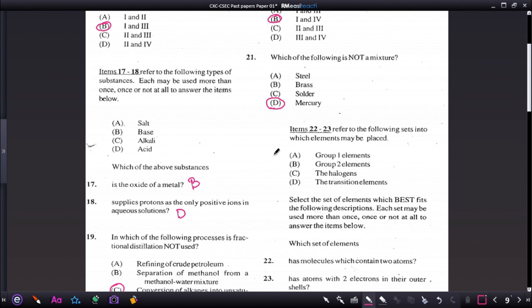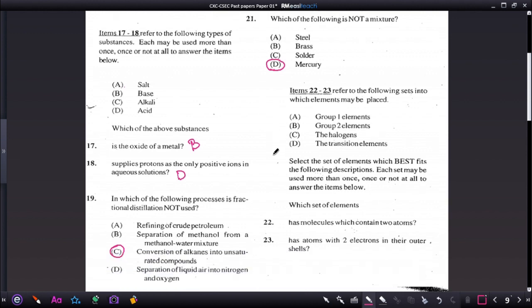Items 22 to 23 refer to the following sets into which elements may be placed: Group 1 elements, Group 2 elements, the halogens, and the transition metals. Select the set of elements which best fits the following descriptions. Each set may be used more than once, or not at all, to answer the items below. Alright?